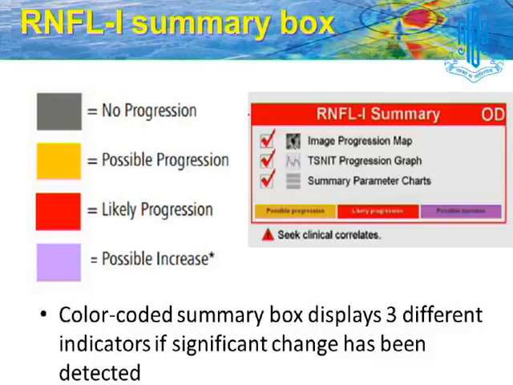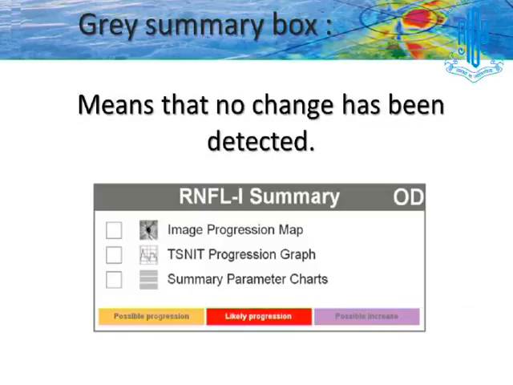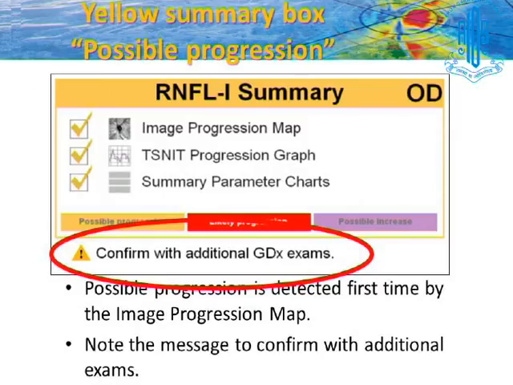Now the RNFL summary boxes are color coded and display 3 different colors if a significant change has been detected. If the box color is gray, that means there is no change in the subsequent examination. Here you are seeing the yellow summary box, which suggests that yellow check marks are there in all 3 examinations: the image map, TSNIT graph, and summary parameter charts. So there is a possible progression, and the machine has indicated that you should now confirm with additional examination whether this is a likely progression or not.